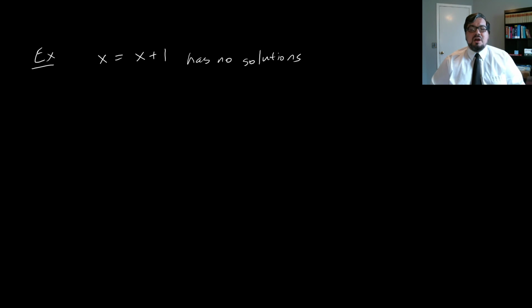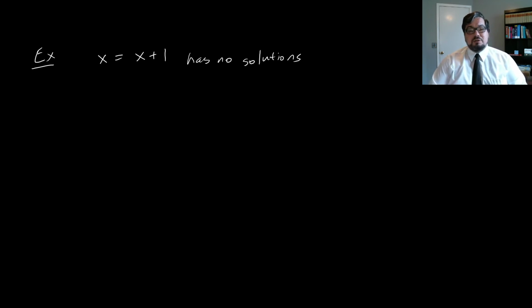Let's look at x equals x plus 1. A solution to this equation would be some number we can plug in for x, where that number is equal to that number plus 1. Well, if we think about this for a little bit, we'll realize that this equation actually has no solutions. This has no solutions because no number is equal to itself plus 1. If you take any number and add 1, you always get a new number out of it. And so this equation has no solutions at all.